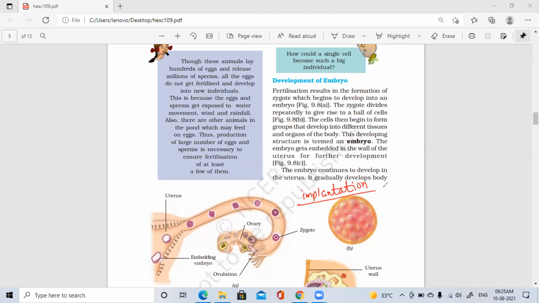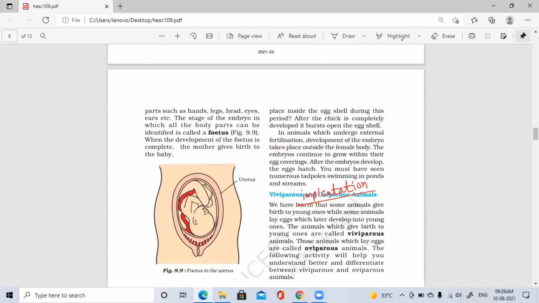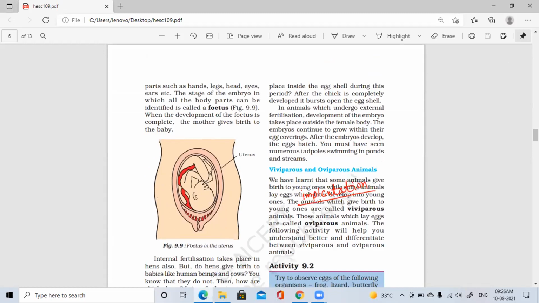The embryo continues to develop in the uterus. It gradually develops body parts such as hands, legs, head, and eyes. When all these body parts can be identified, then we call it a fetus. You can see, we call it fetus. Right? When all the body parts can be identified.